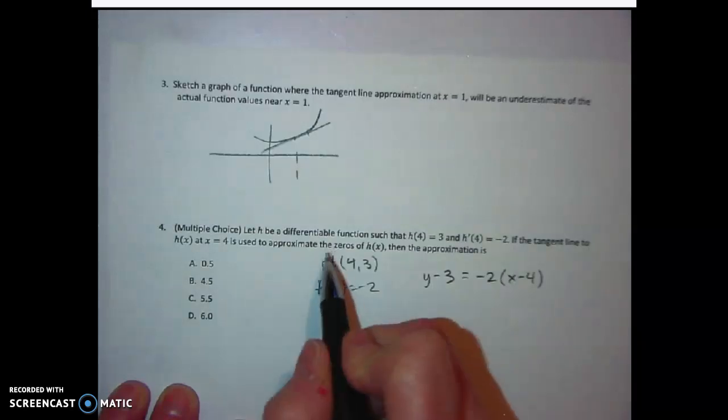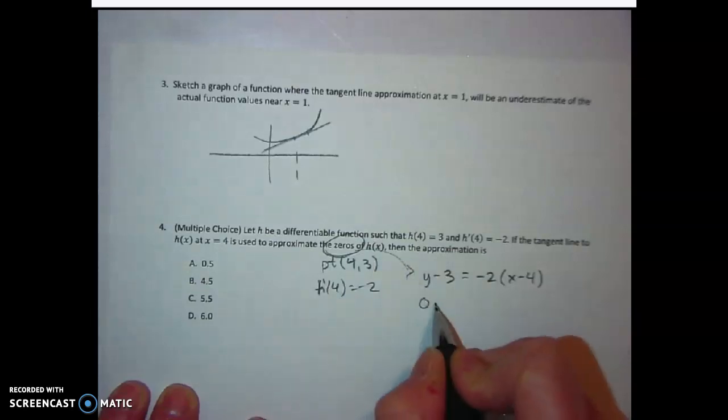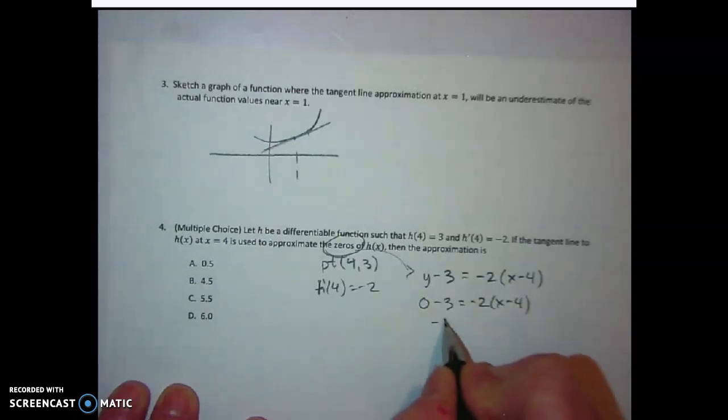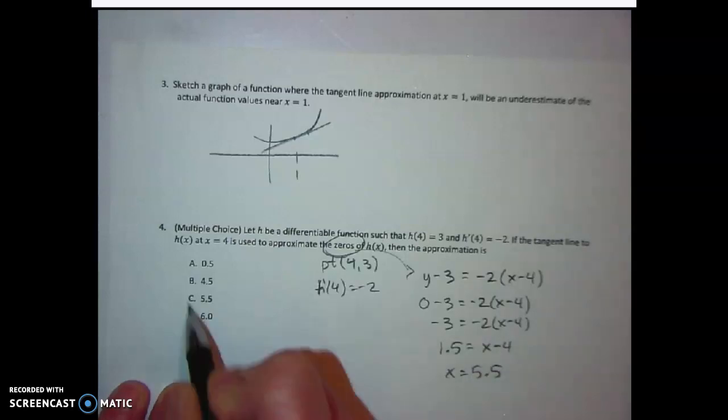And then the key here is we're approximating the zeros. So basically that means my y is 0. So 0 minus 3 equals negative 2 times x minus 4. And we just have to solve this for x. So 3 halves is 1.5. So x was 5.5.